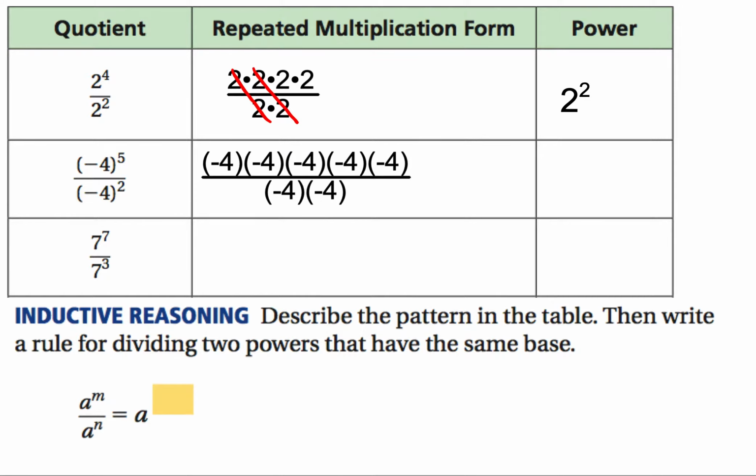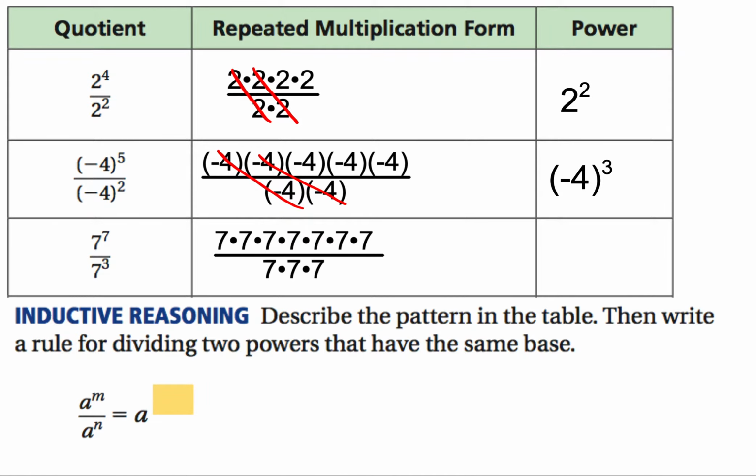The next example, negative 4 to the fifth over negative 4 squared, and it would look like this written out using the definition of exponents. We can do some reducing, and we're left with negative 4 to the third. Okay, 7 to the seventh over 7 to the third. That'd look like this written out using the definition of exponents, and we can get rid of 3 sevens on top and on bottom, and we're left with 7 to the fourth.